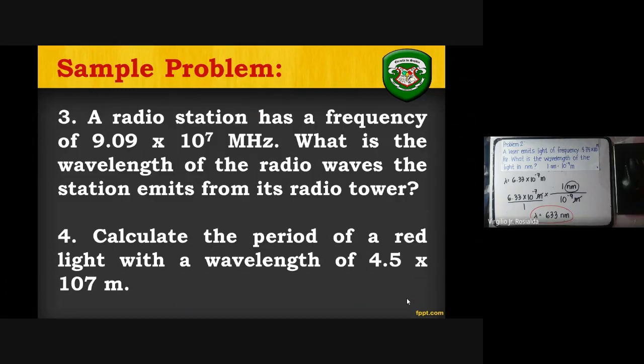So number 3, a radio station has a frequency of 9.09 times 10 raised to 7 megahertz. What is the wavelength of the radio waves the station emits from its radio tower? So we are asked again to find the wavelength. Wavelength naman ito ngayon. Okay? Number 4, calculate the period of a red light with a wavelength of 4.5 times 10 raised to 7 meters.